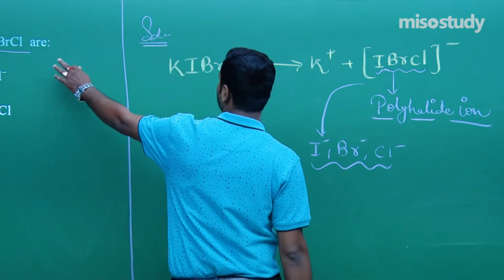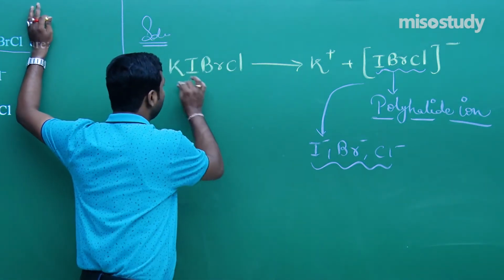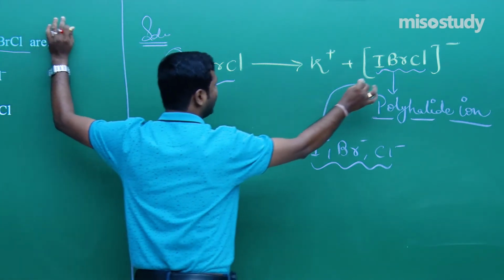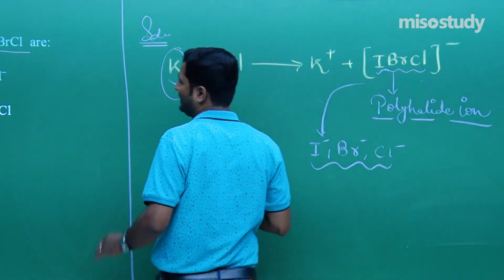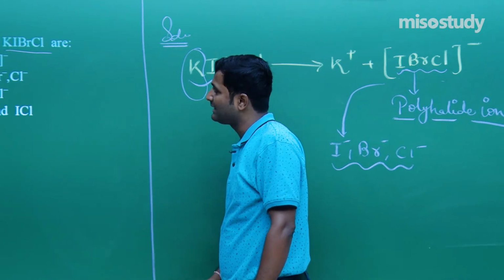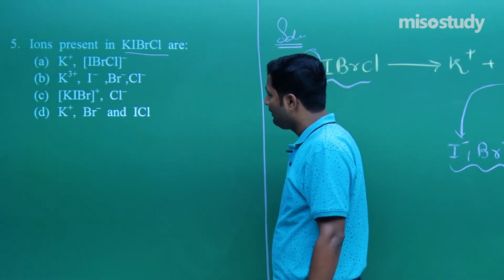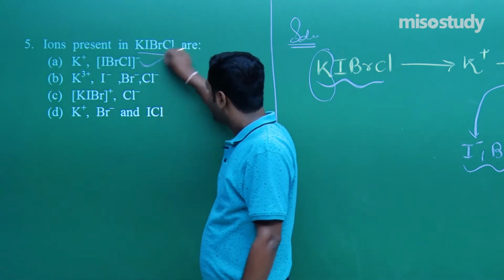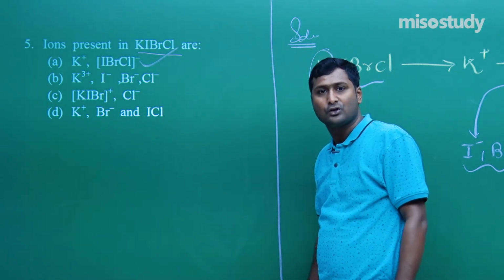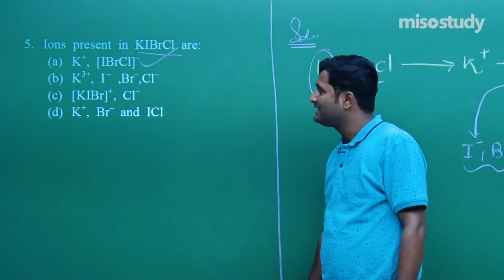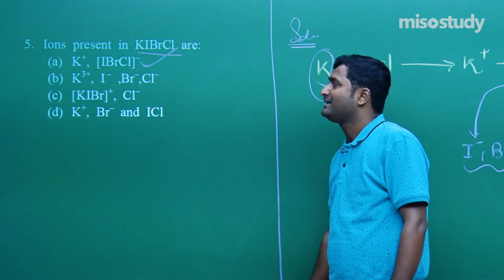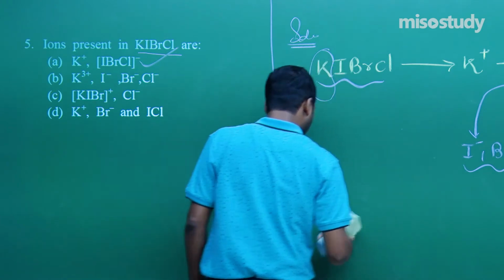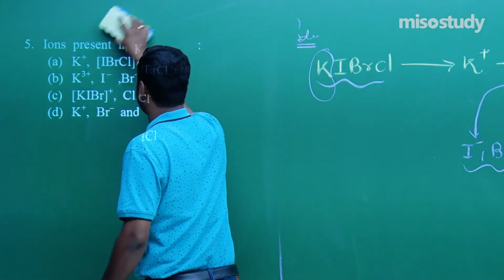So the ions present in KIBrCl are the metal ion K plus and IBrCl minus. Now find out which one is the correct option. For question number 5, that is A, K plus and IBrCl minus. So for question number 5, we can easily predict that A is the correct option. Now friend, I am going to rub this part and we'll discuss the next question.